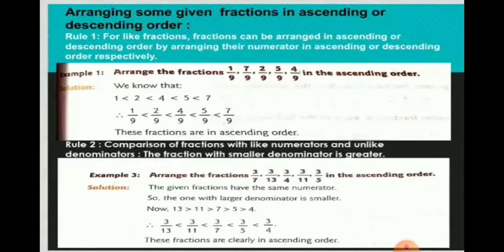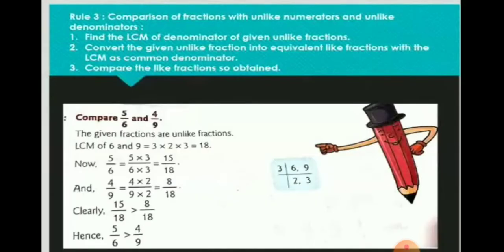So our answer is 3 upon 13 less than 3 upon 11 less than 3 upon 7 less than 3 upon 5 less than 3 upon 4. These fractions are clearly in ascending order. Now the rule 3, comparison of fractions with unlike numerators and unlike denominators.